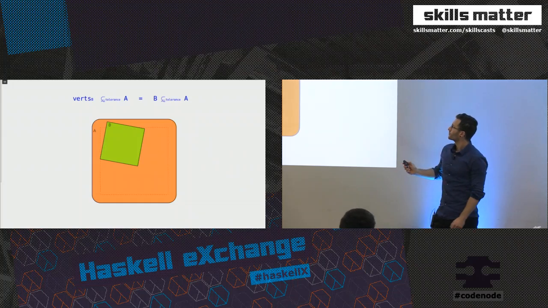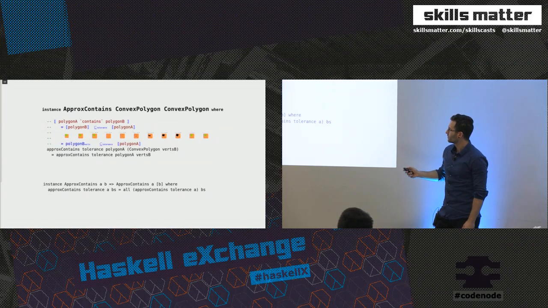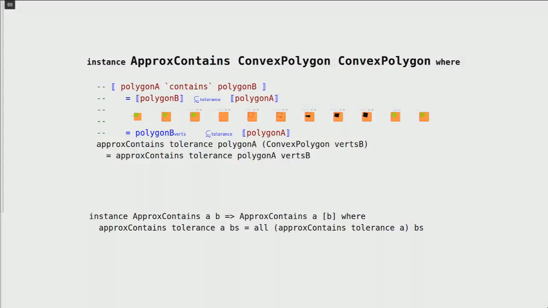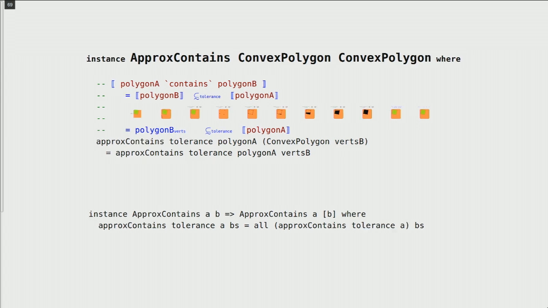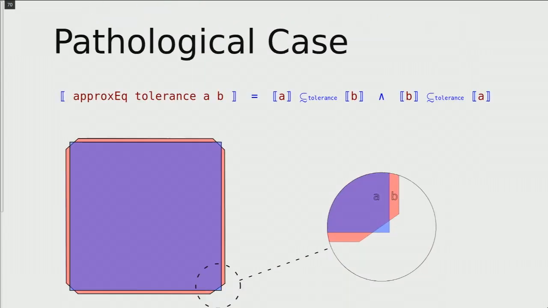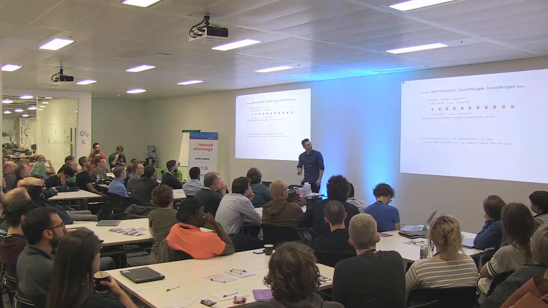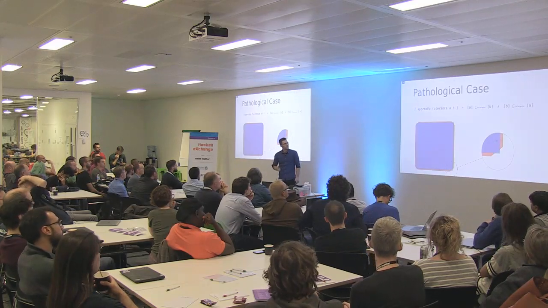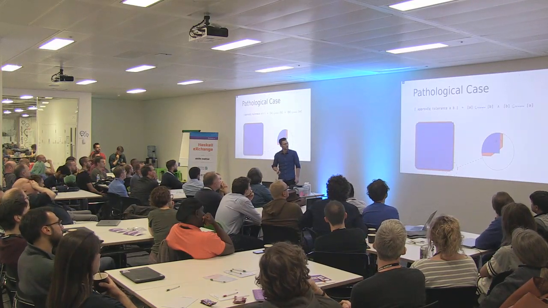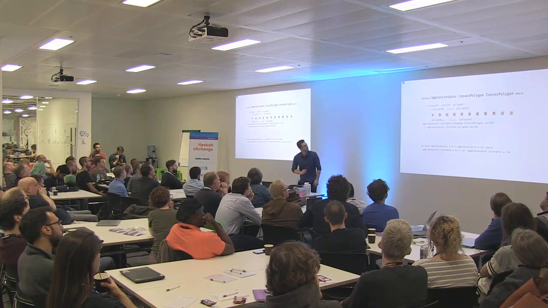Okay. Which makes the implementation extremely easy because we just do approximate contains polygon of the vertices of B. Right? Any questions about that? Right, so, sorry, one second.